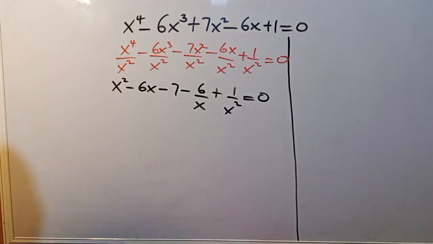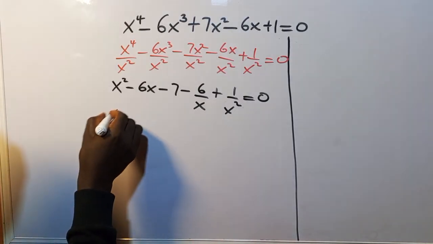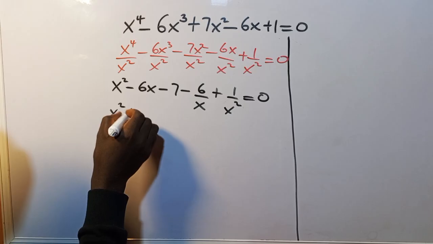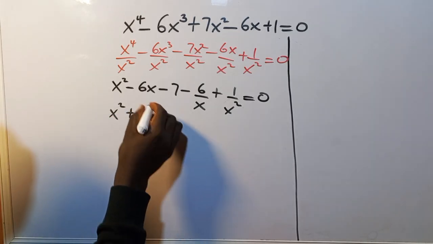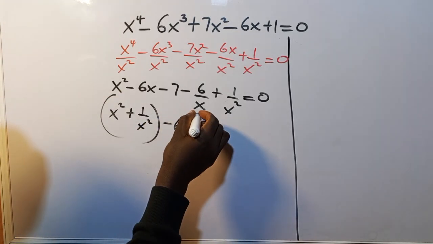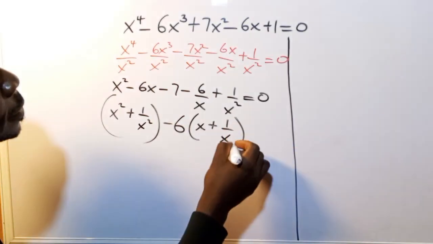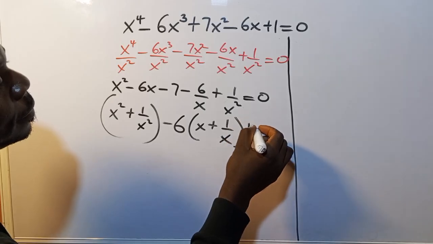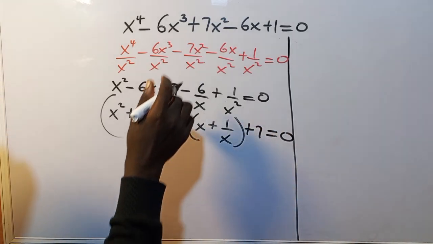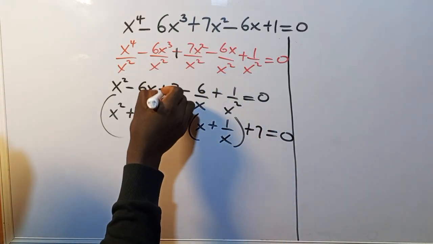Now group the mirror pair. That's the next thing. S square plus 1 over S square minus 6 into brackets S plus 1 over S plus 7 is equals to 0. Sorry, this is plus, this is plus.